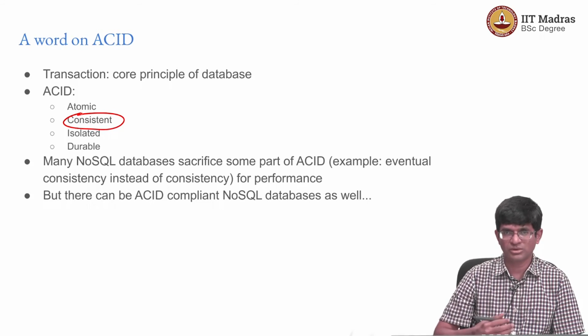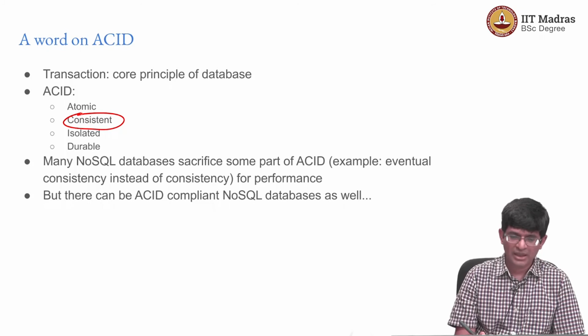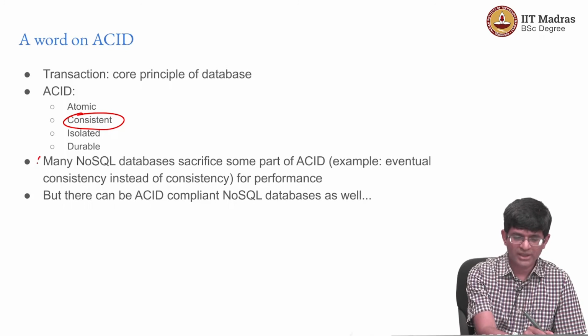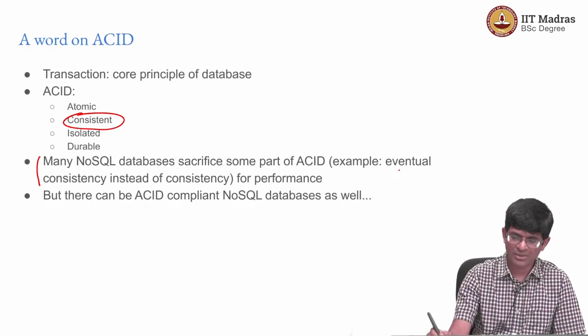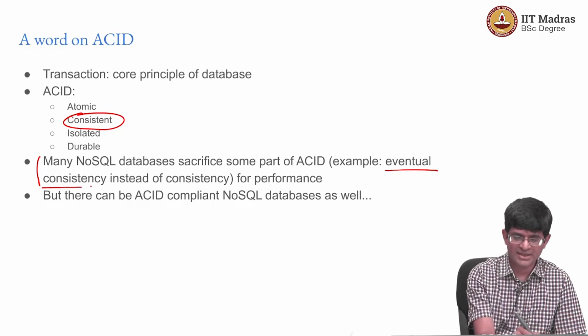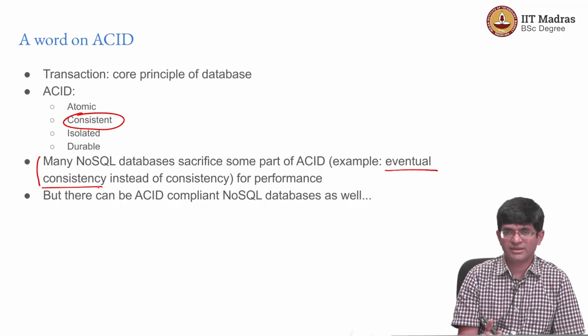That is when you want to increase the number of entries or increase the number of servers that are going to answer a query. And what happens is that many NoSQL databases sacrifice some part of this ACID. For example, they use something called eventual consistency instead of direct consistency, in order to get better performance. That's not to say that NoSQL means it is not ACID compliant. There can be ACID compliant NoSQL databases.